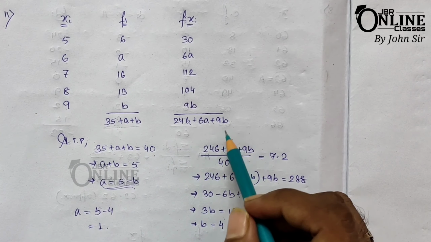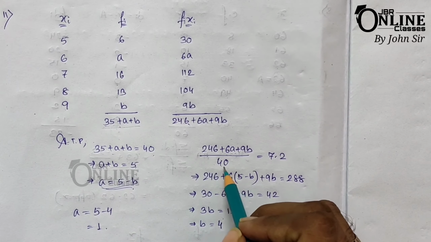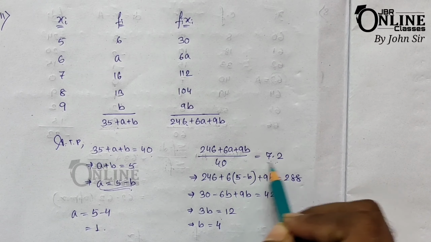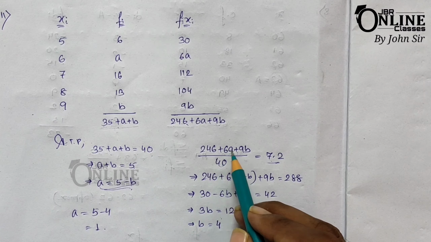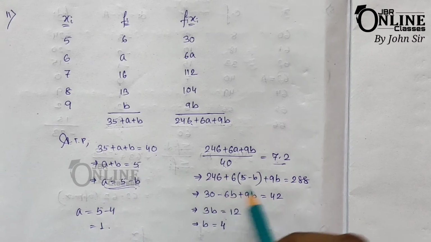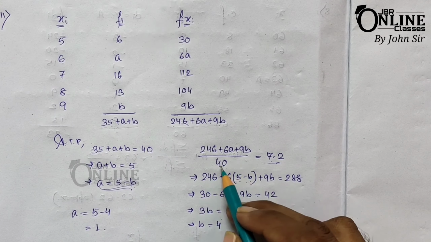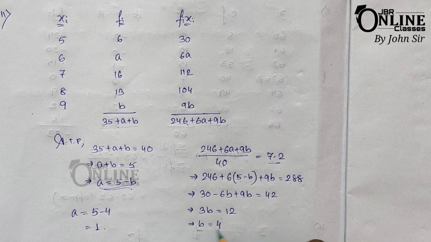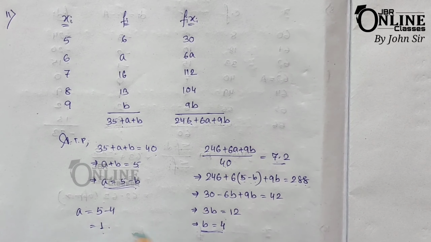Now next one, the formula of mean equals summation fi xi by summation fi. Summation fi, that means 40 is the frequency. So this one by 40 equals 7.2. It's given. Then 246 plus 6 into a, the value of a equals 5 minus b. So just replace the value of a with 5 minus b, and then 9b equals 40 into 7.2, that equals 288. So from that equation you can easily find out the value of b, that equals 4. So if the value of b equals 4, then the value of a equals 5 minus 4, that equals 1.